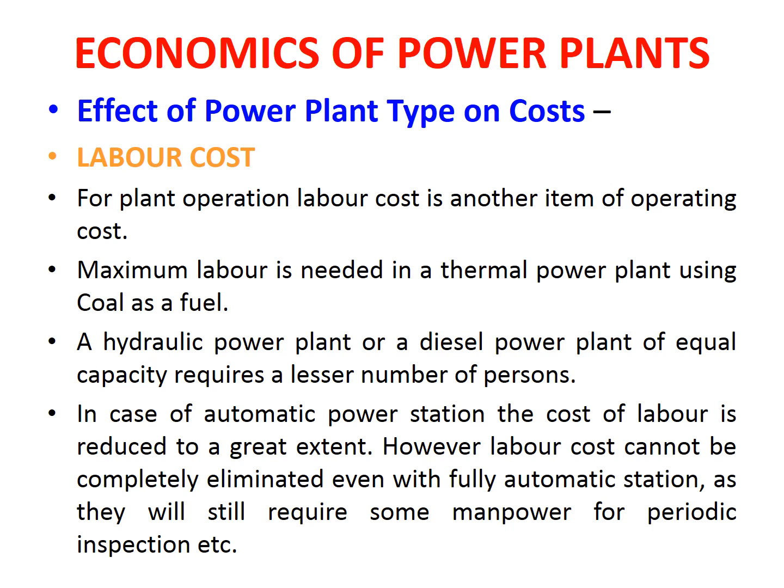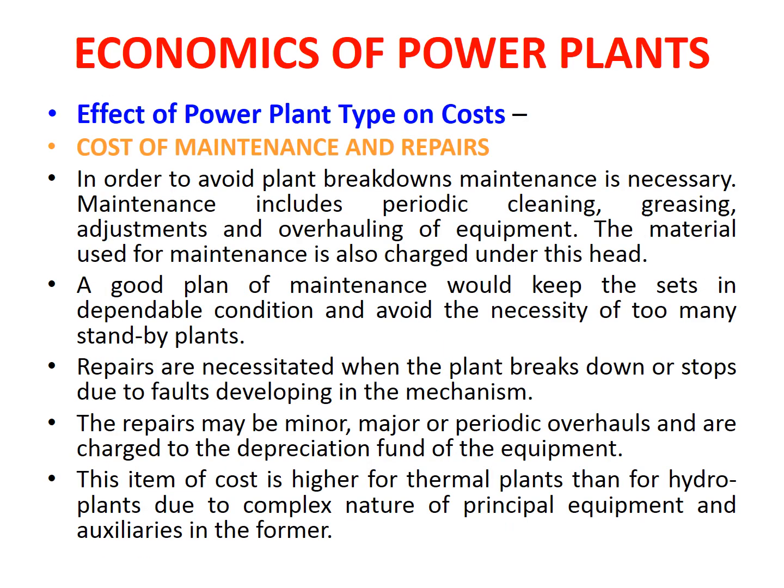So there are certain automatic power stations available. Then in industries also there are certain automated industries, but we cannot fully eliminate the labor cost, because there are certain areas where manpower is a must for analyzing the systems, for periodic inspections, for maintenance purposes, etc. So the labor cost cannot be completely eliminated. So we have taken the effect of power plant type on costs, as the second part after the cost of fuels, as labor cost. Then third is cost of maintenance and repairs.